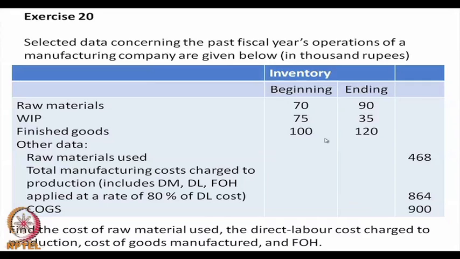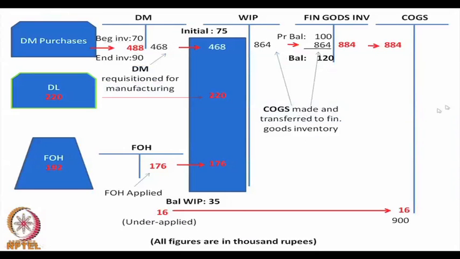Now, we pictorially show this same thing. A similar diagram we had discussed when we discussed job costing. This is the symbol for fixed resources, these are the symbols for variable resources. These are the accounts: direct material, work in process, finished goods, cost of goods sold. Of course, also we have here the factory overhead expense.